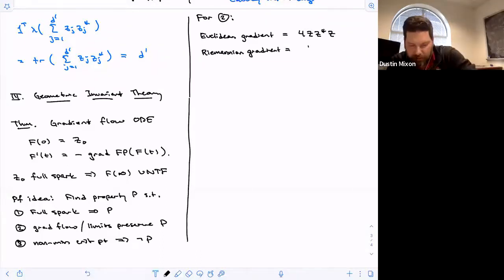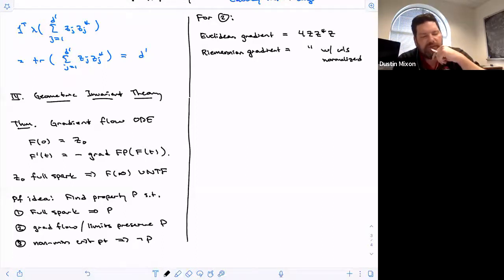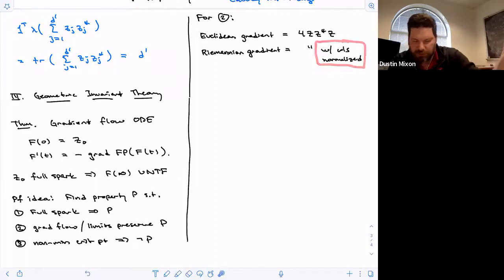So what you get is just that same matrix, but we're going to normalize the columns. Is that what I'm going to do? Let's say that's what I'm going to do. I'm a little suspicious about this description of the projection, but I'm going to let it go for now.